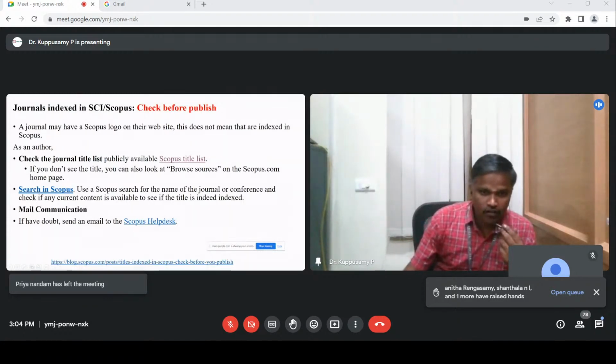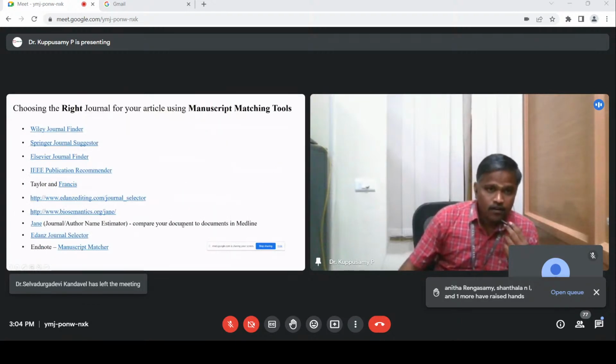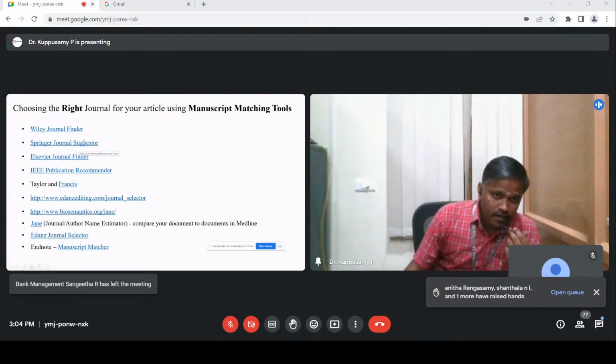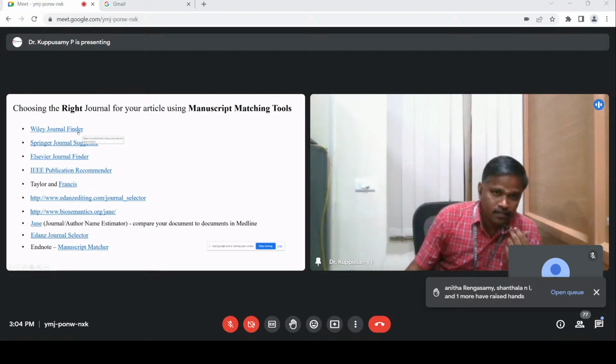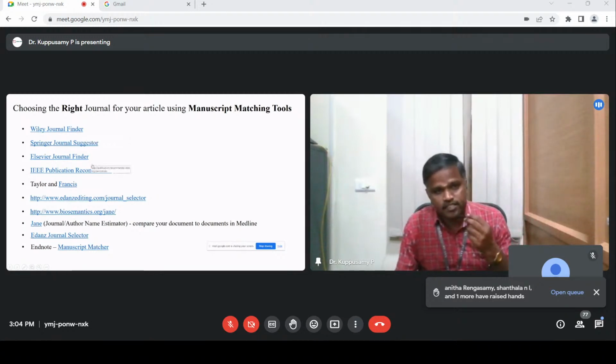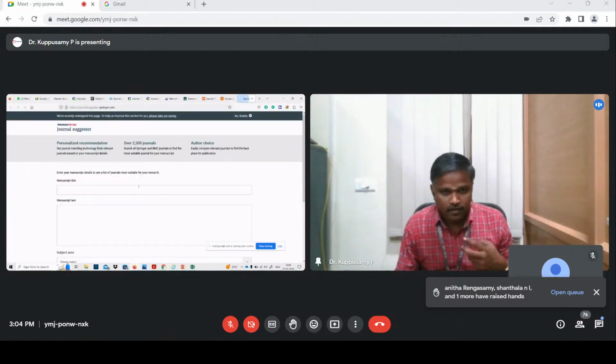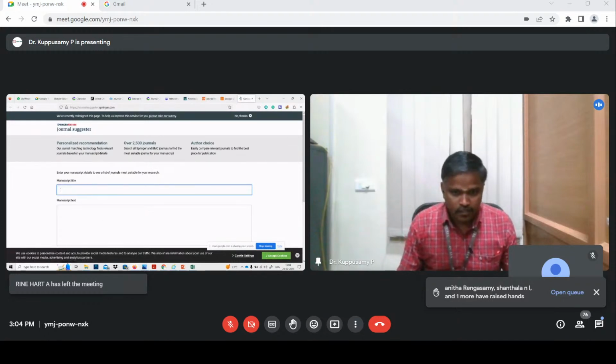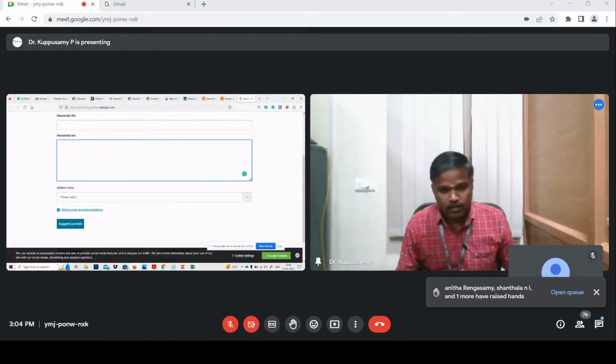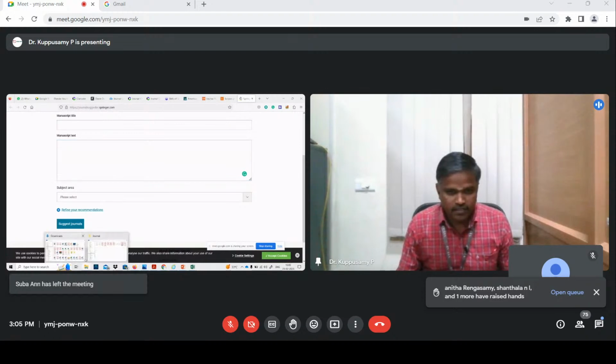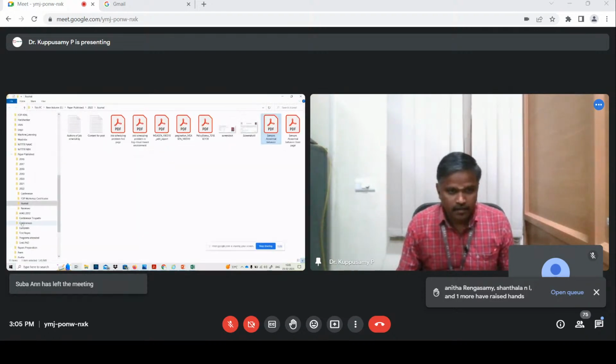Sometimes if you have more doubt, you can send a mail to the Scopus help desk to know about that list. And one more thing, whether our paper is suitable for that particular journal or not, that means the scope of the journal. For that also, for each brand we are having different tools to check, right. So suppose for example Springer journal suggester, if you go for that, you look at here, you can paste your abstract here, then it will recommend some of the journals. For example, I will paste some content here.